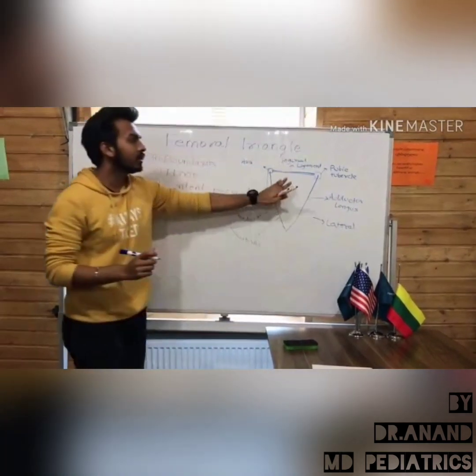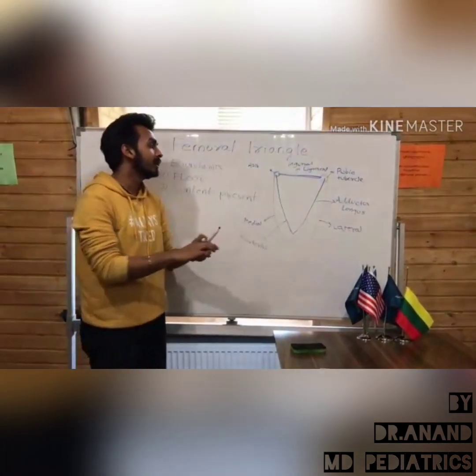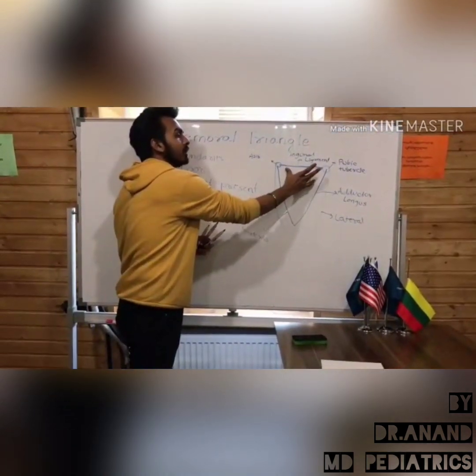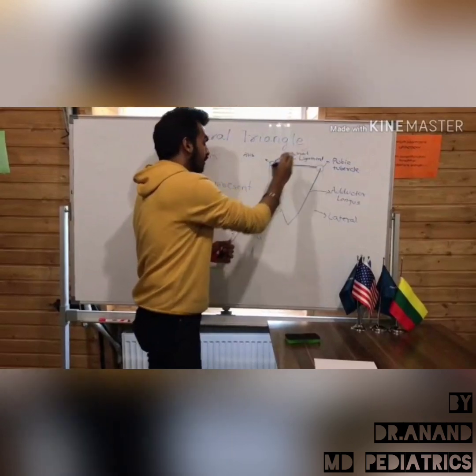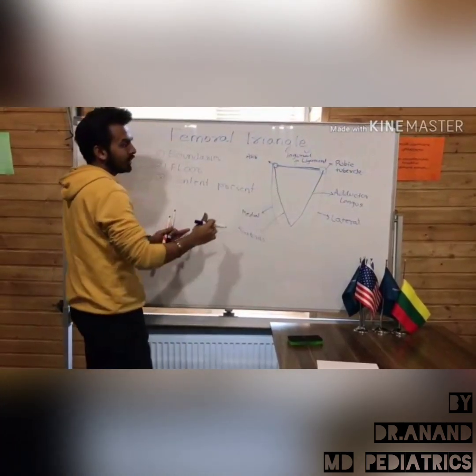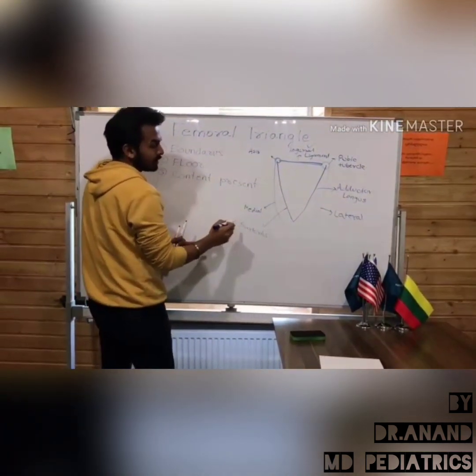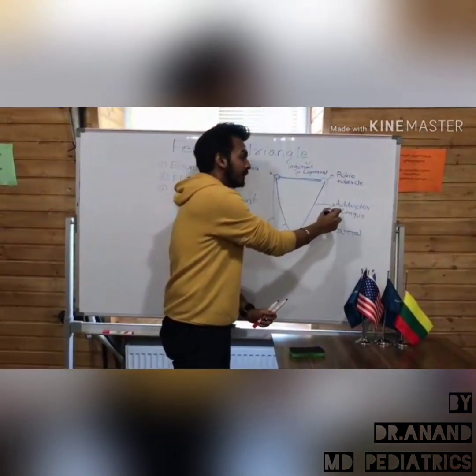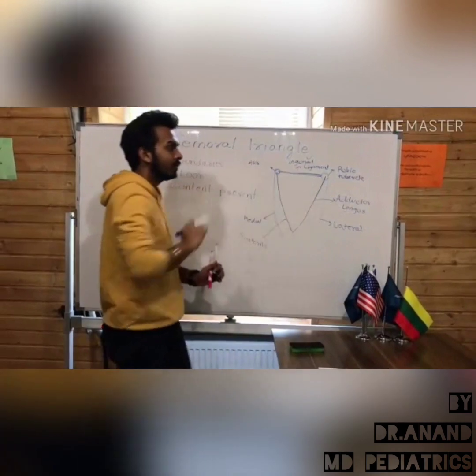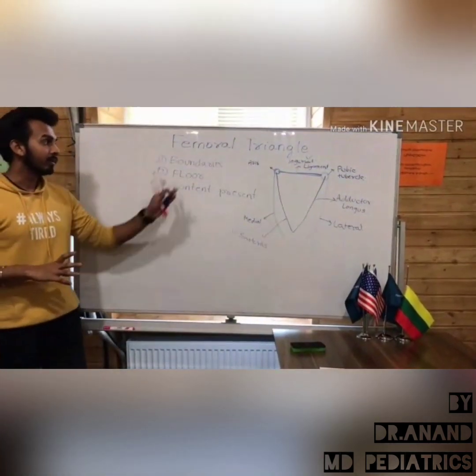So these are the boundaries which are making the femoral triangle. The superior border of the femoral triangle is made by the inguinal ligament, the medial aspect is made by the Sartorius muscle, and the lateral aspect is made by the adductor longus muscle. So these are the boundaries which are making the femoral triangle.